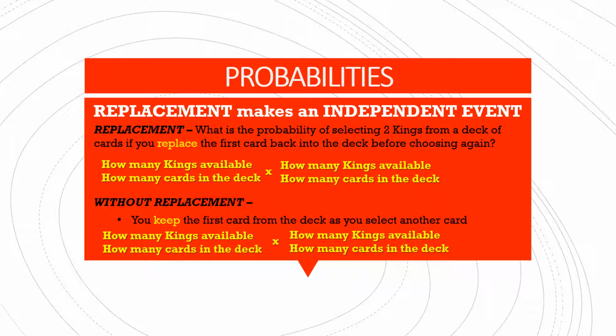Now here's a good example. With replacement, the first thing is you're going to have kings available as cards in the deck. If you replace the first card back into the deck, now that king, remember our probability fraction we've been doing, that's 4 out of 52. That's a 4 out of 52 chance that you're going to get a king out of a deck of cards. And then the second event, you replace the king back into the deck, so you still have 52 cards in the deck, and there are still 4 kings available for you to get dealt.